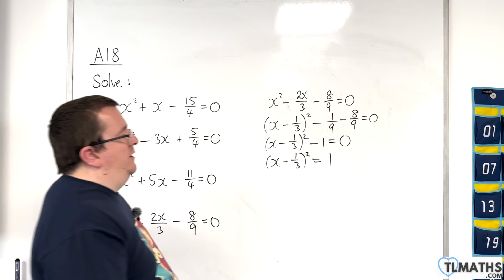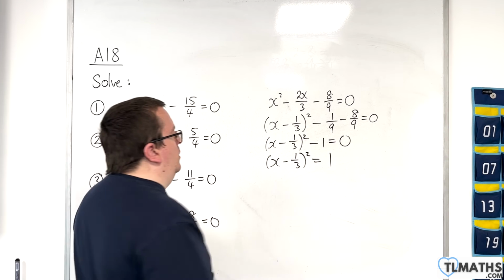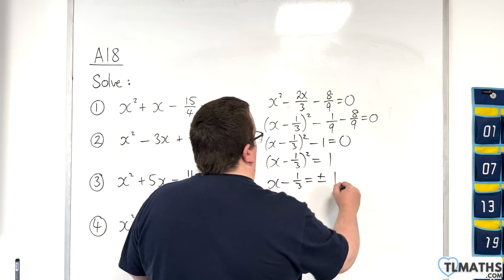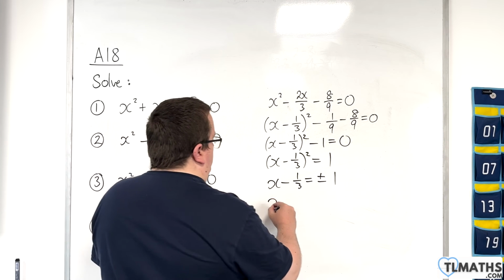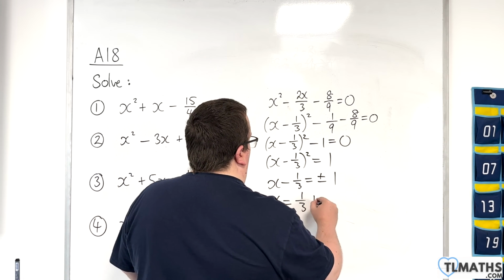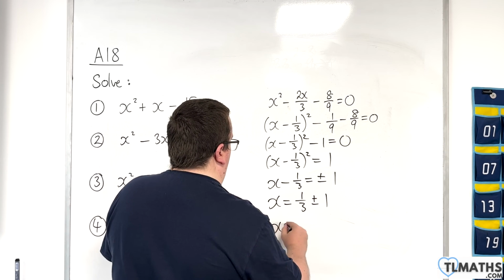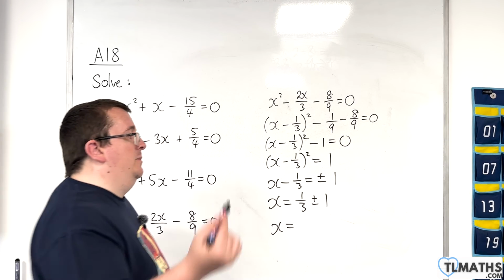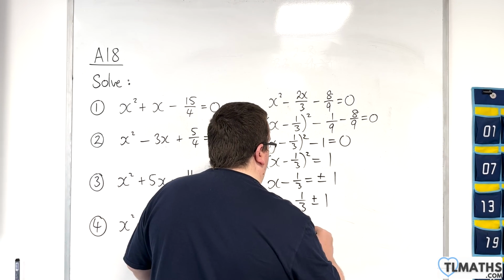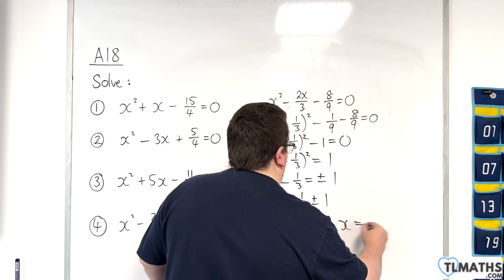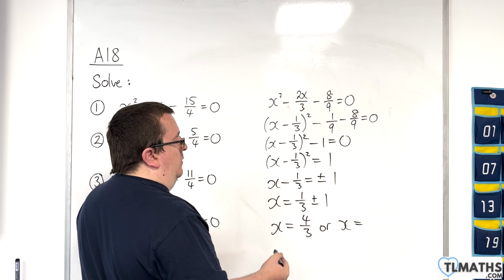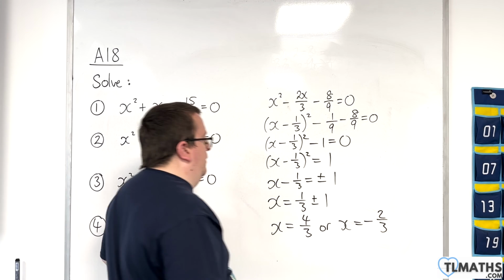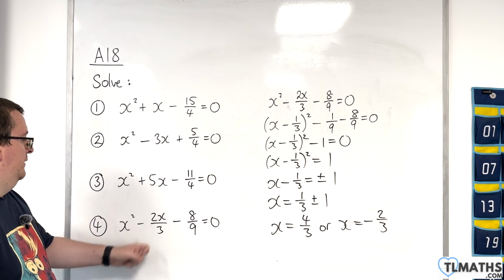So x take away a third squared is equal to 1. Square root both sides brings in plus or minus 1. So x is equal to 1/3 plus or minus 1. So 1/3 plus 1, well 1 is 3/3, so we'll get 4/3 from that. 1/3 take away 1, 1/3 take away 3/3 is minus 2/3. So 4/3 and minus 2/3 are our answers to number 4.